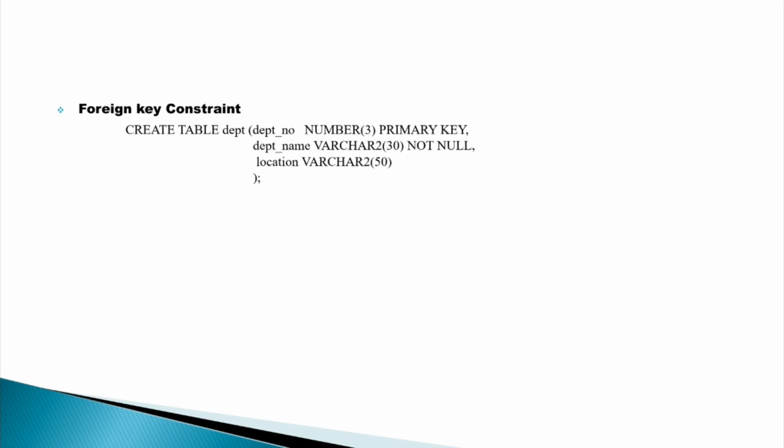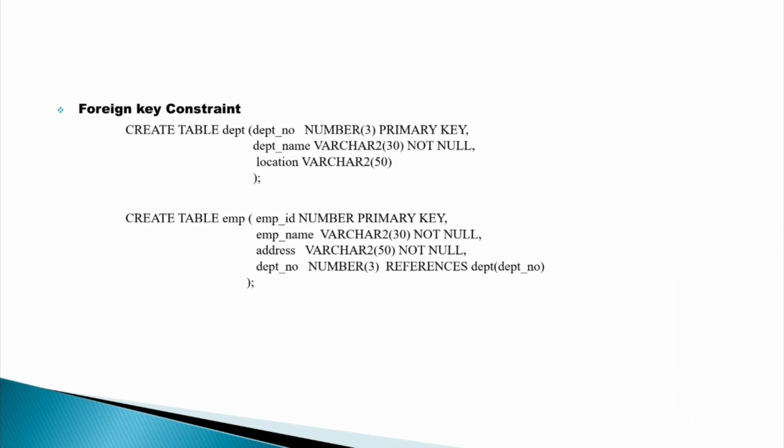We are considering the department table as the parent table. We are creating the next table as employee, and we are considering this table as the child table. Here we are creating the employee table with these columns: employee ID, employee name, address and department number. For the department number, we are referencing the department number to the department table. In this way, we are passing the reference for the department numbers from the department table.